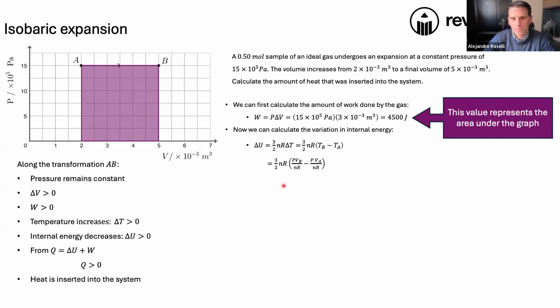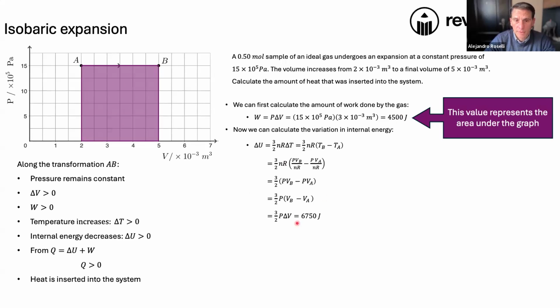I'm just copying the same expression from before, with the only difference that now the pressure is the one that gets no specific name, which is one pressure, and the volume is the volume of B and the volume of A. Once again, mathematically, those N times R are simplified from the expression, and we get 3/2 of pressure times the variation in volume. This calculation would be the variation in internal energy.